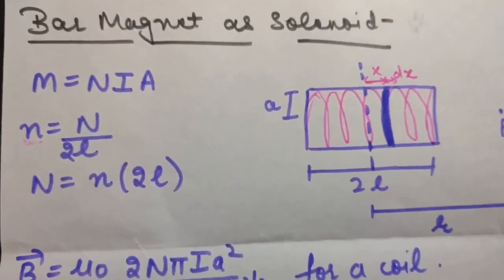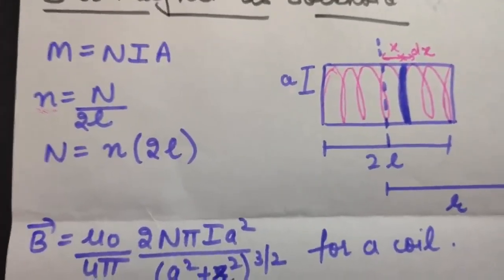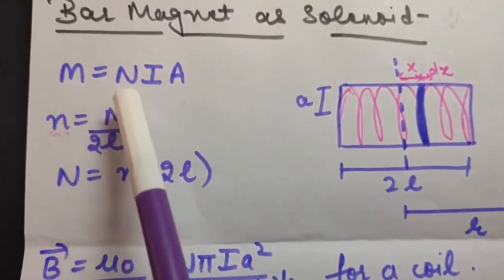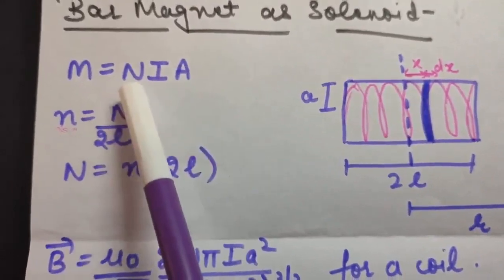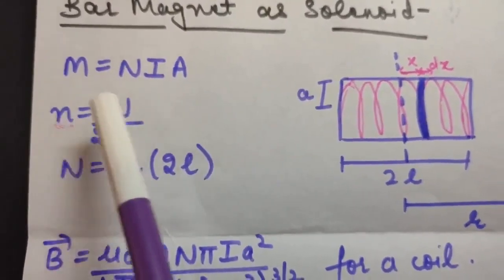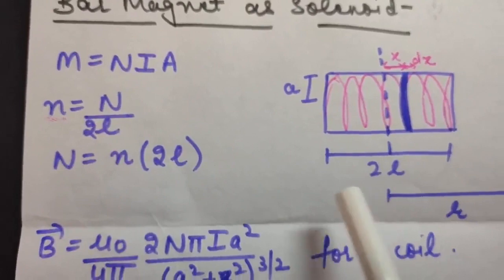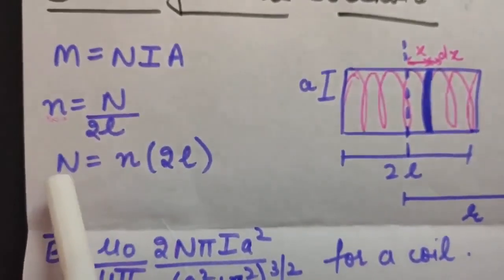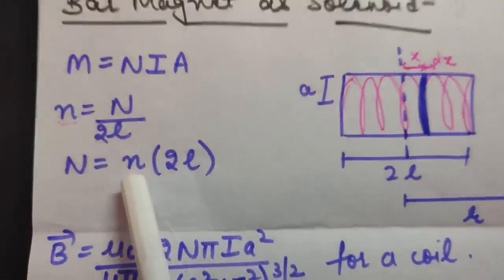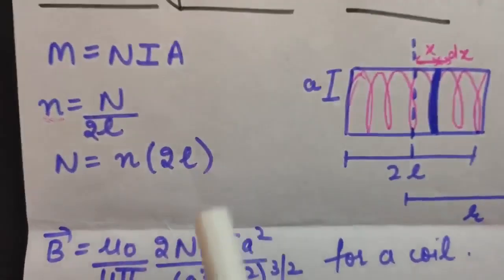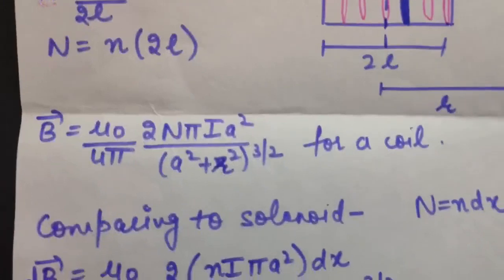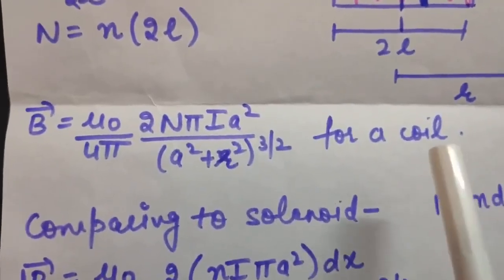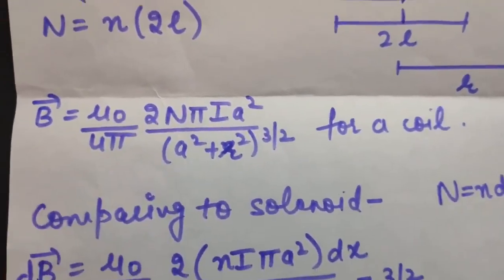Before doing that, let us calculate the magnetic moment. As you know, magnetic moment is defined as NIA, where N is the number of turns. Now small n is the number of turns per unit length, and the total length is 2L. So small n will be equal to N by 2L, or you can calculate capital N from here, which will be n into 2L. Keep it here. Now, as you know, we have studied the value of the magnetic field on the axis of a coil.